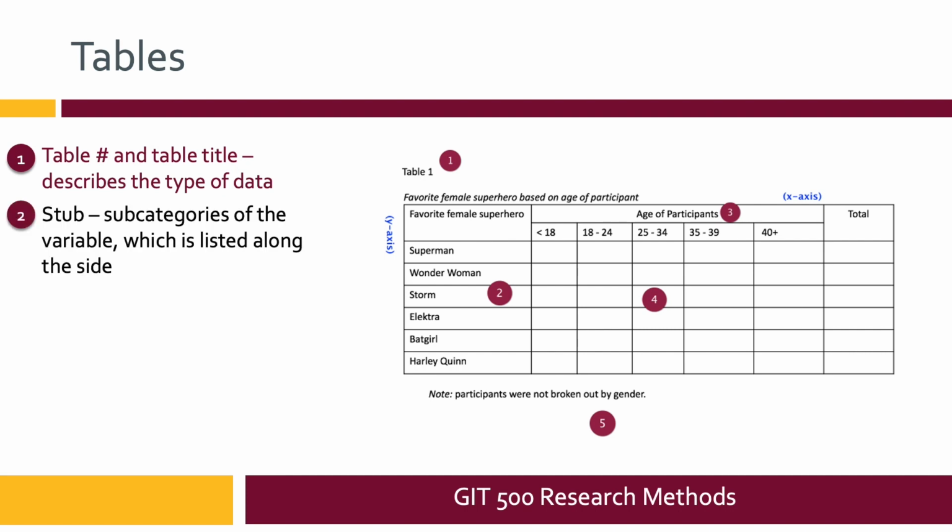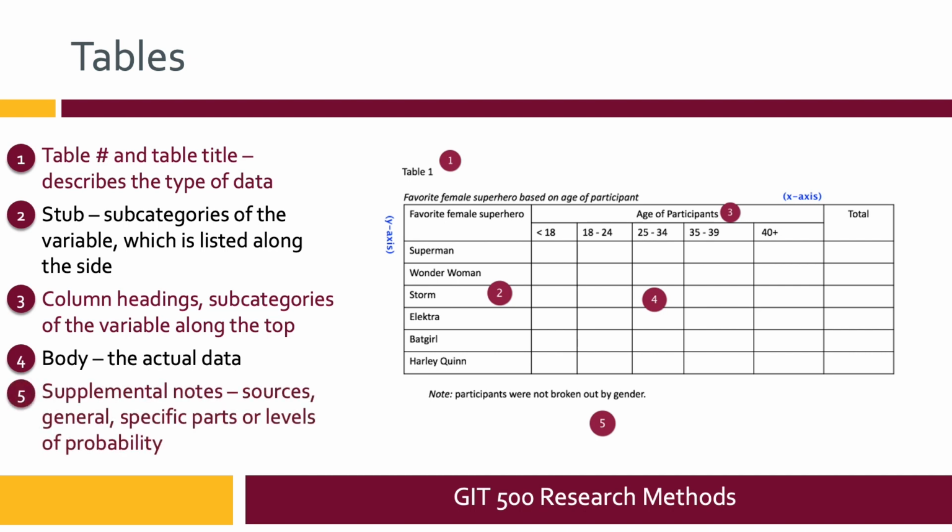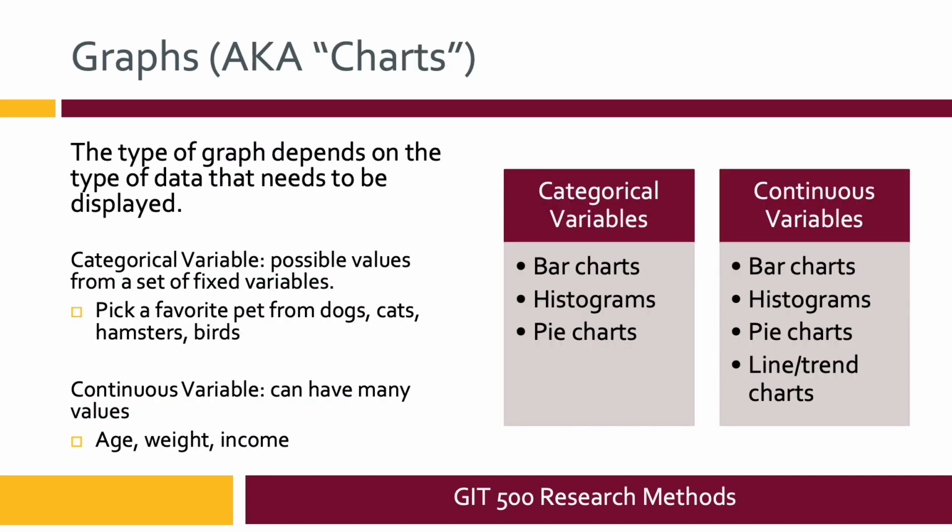The next thing is what we call a stub. The stub are the categories that go along the side, so vertically on the left. Then you have the column headings, which are other subcategories of the variable that are along the top. You have the actual body, the actual data that's in the body. And then you have, if needed, supplemental notes like sources, if you got it from a source, just general information, specific parts or levels of probability, just anything that you think needs to be added to make the data more comprehensible.